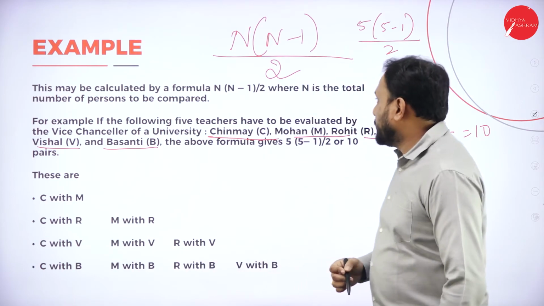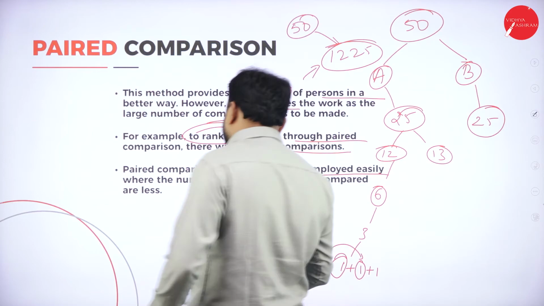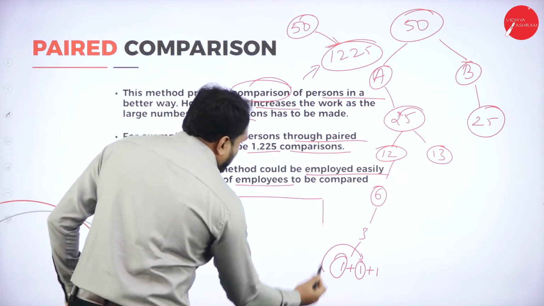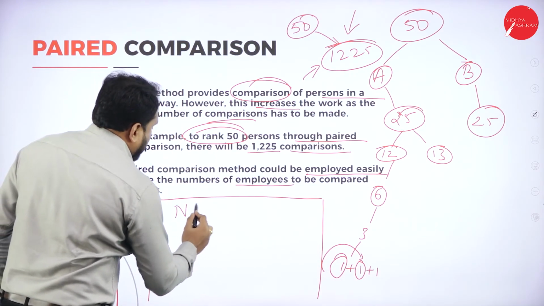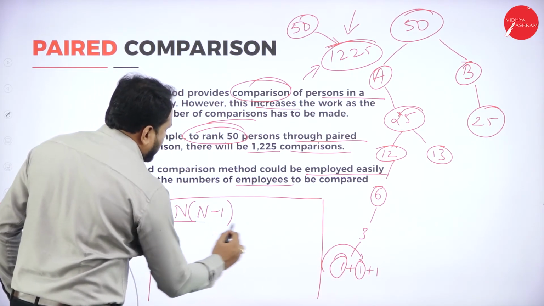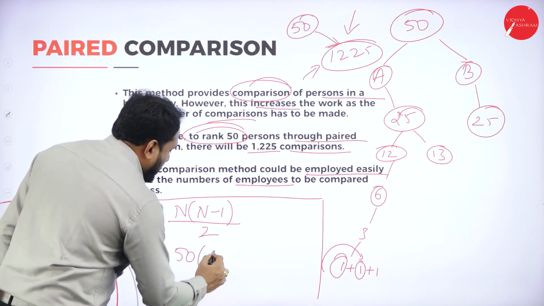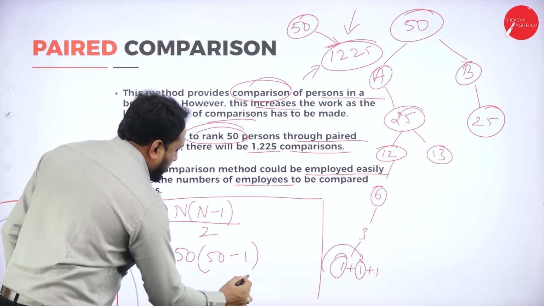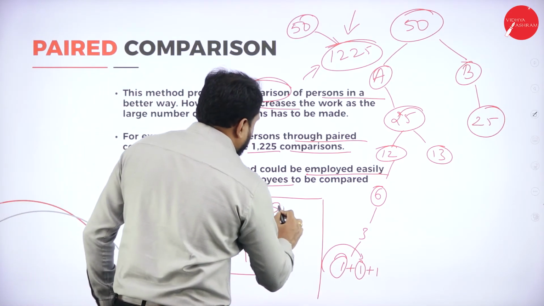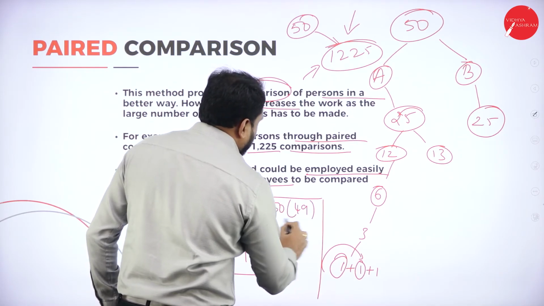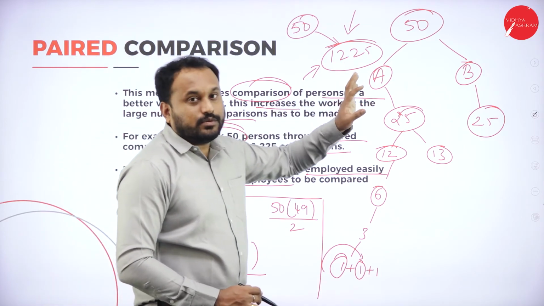The same way here also, I'll just write it here itself. Let's go with the calculation. How I got 1225, I'm telling you here. n into n minus 1 divided by 2. Now n is how much? 50. Then 50 into 50 minus 1, that is 49, divided by 2. So this is how we got 1225.